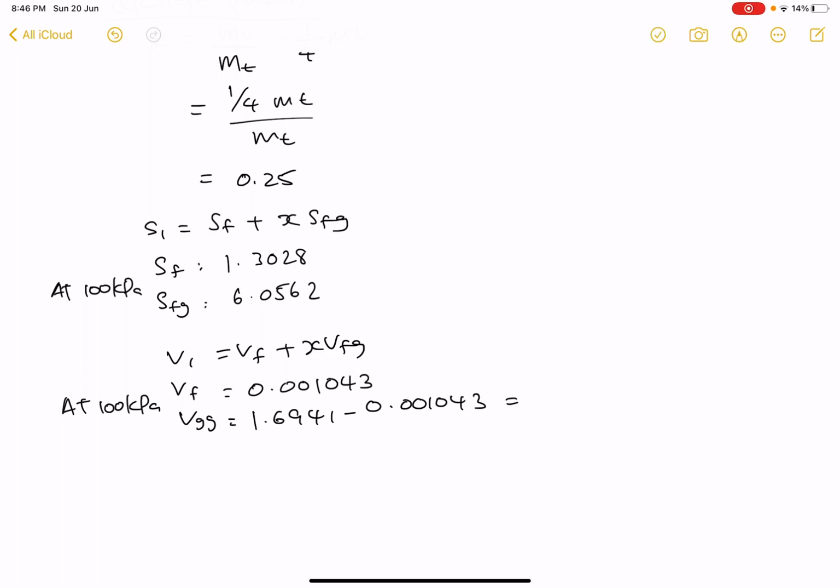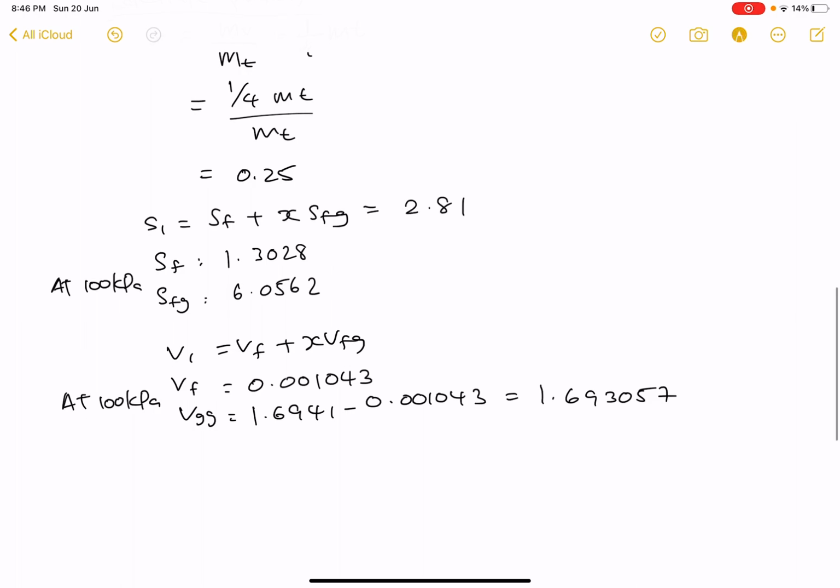So you get 1.693057. Put it in this equation for S. So you get S1 is 2.8168 and v1 is 0.4243. This is kilojoule per kilogram Kelvin, and this is meter cube per kilogram. So that is your S1.